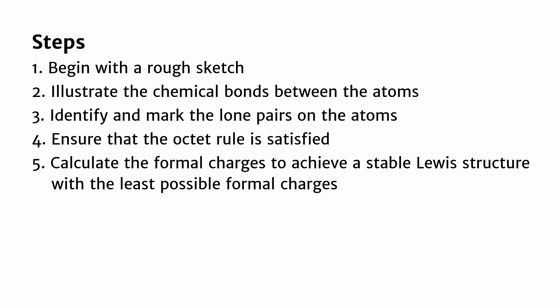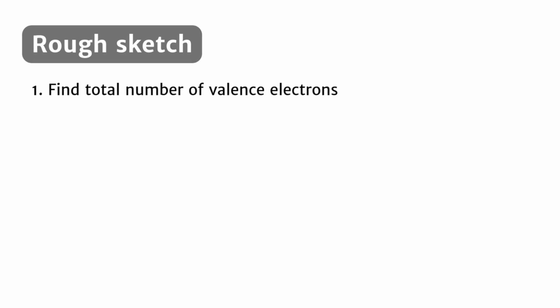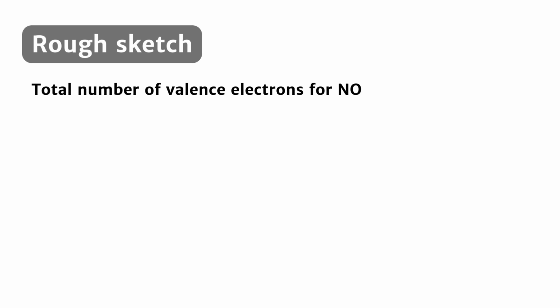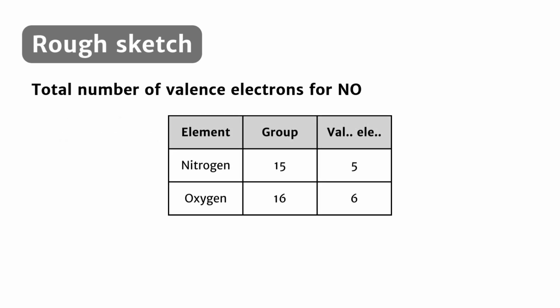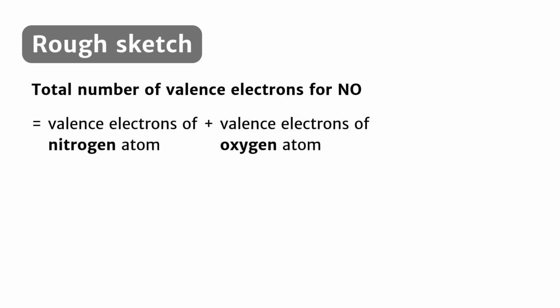possible formal charges. To draw a rough sketch of the NO Lewis structure, we first calculate the total number of valence electrons and then identify the central atom. The total number of valence electrons in NO can be calculated by summing the valence electrons of each atom. Nitrogen, a group 15 element, has 5 valence electrons, while oxygen, a group 16 element, has 6 valence electrons. Since the NO molecule consists of one nitrogen atom and one oxygen atom, the total number of valence electrons is calculated as 5 plus 6. This equals 11, meaning the NO molecule has a total of 11 valence electrons.